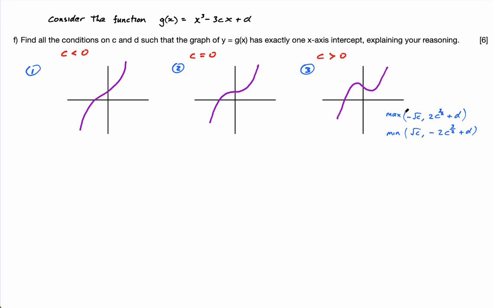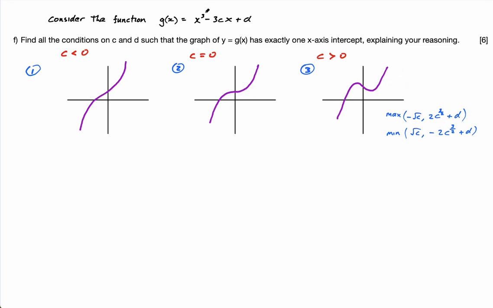The max point and the min point I've written here, guys. I've deduced it using the previous part. If you remember the previous part of the question, the max was at minus root c, 2c to the 3 over 2 plus 2, and root c, minus 2c to the 3 over 2 plus 2. The reason that the max and the min are the exact same with the d and the 2 changed is because the d is just a constant, so all it's doing is deciding how far up or down this graph is translated.